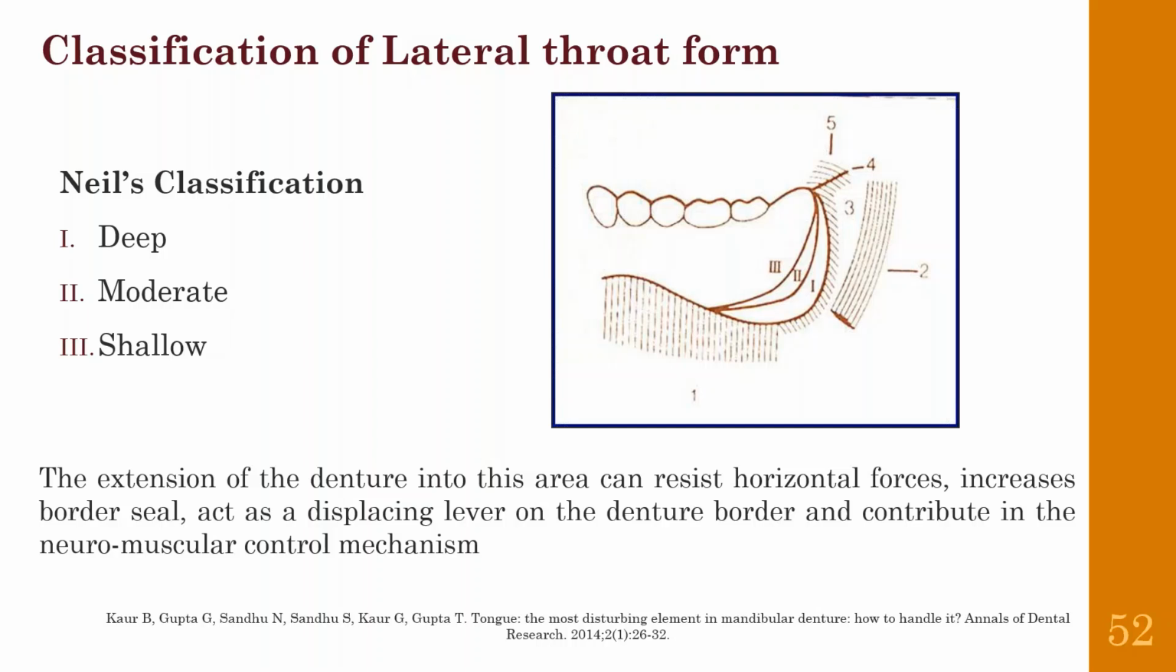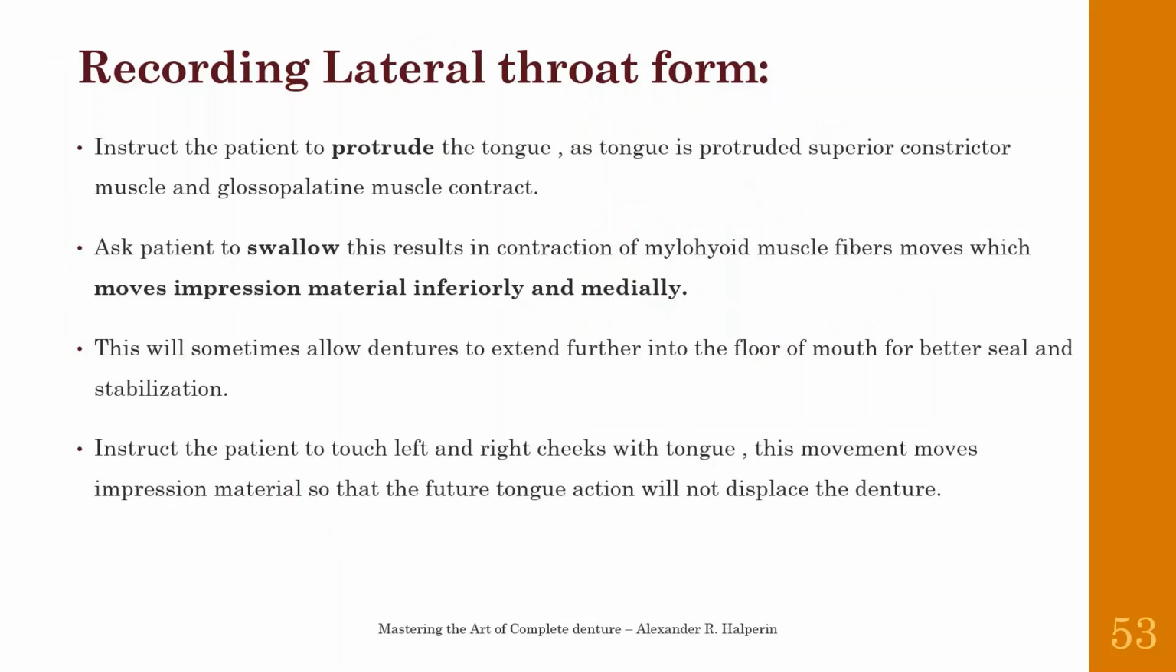The extension of the denture into this area can resist horizontal forces, increase border seal, act as a displacing lever on the denture border, and contribute to the neuromuscular control mechanism. To record the lateral throat form, the patient is asked to protrude the tongue and to swallow. The swallowing movement causes the impression material to move inferiorly and medially. The patient is instructed to touch the right and left cheeks with the tongue as it moves the impression material, so that future tongue movements won't displace the denture.